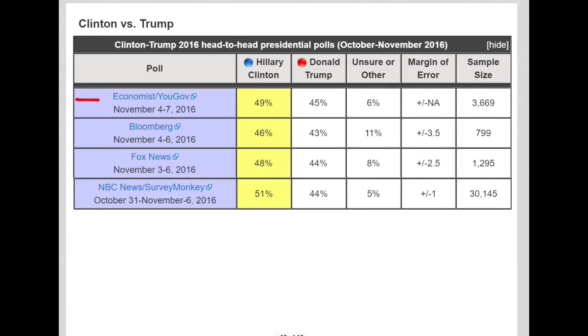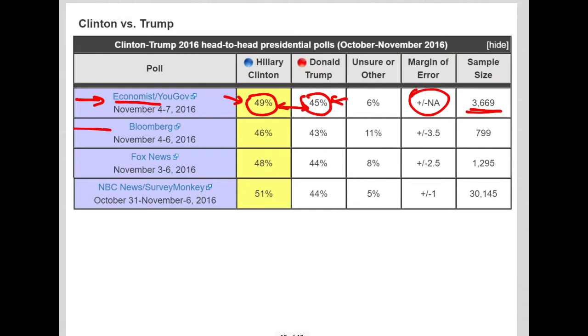So looking at the first one, The Economist, they had Hillary Clinton at 49%. So basically 49% of their sample reported that they were in favor of Hillary. 45% of their sample reported they were in favor of Donald Trump. Notice the sample size is pretty big. It's 3,669 people they actually surveyed, and these are the percentages they got from those. Now, they did not report a margin of error, so we don't really know how much they expect these numbers could be off from the actual entire nation.